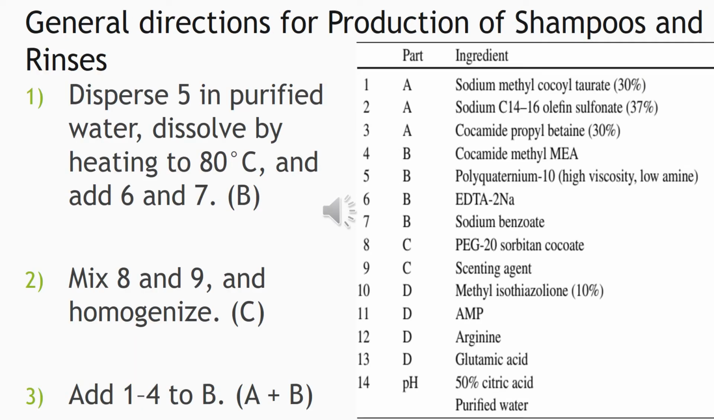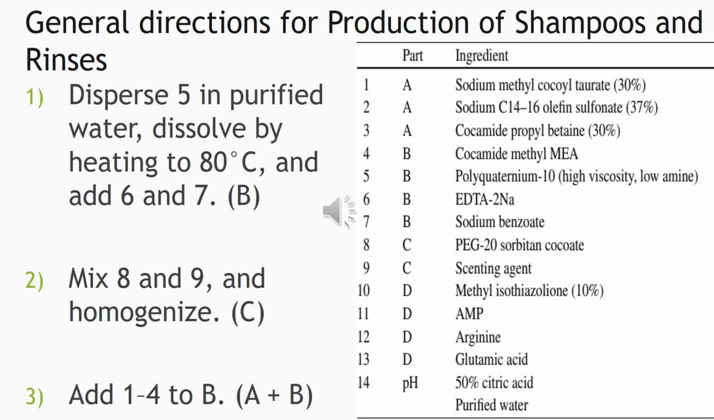Now the general directions for the production of shampoos and rinses. So first step is to disperse 5, polyquaternium 10 high viscosity, in purified water. Now this will just be dispersed, then we can dissolve it by heating it to 80 degrees centigrade. So this will be polyquaternium dissolved in water. Then we shall add chemical number 6, EDTA with sodium, and sodium benzoate. So we shall add all these 3 chemicals, and this will be category B.